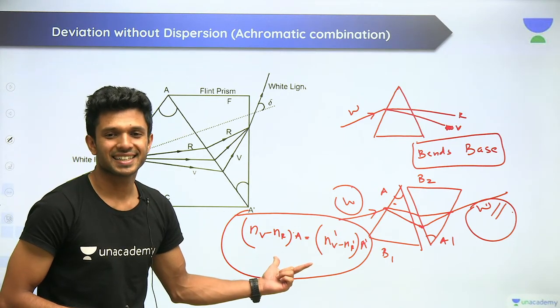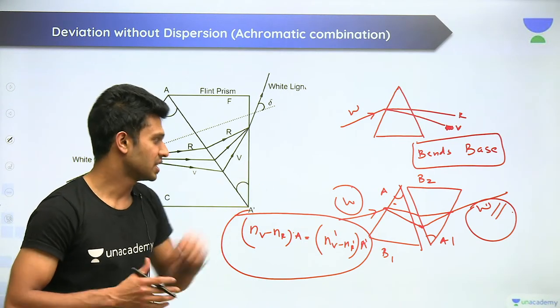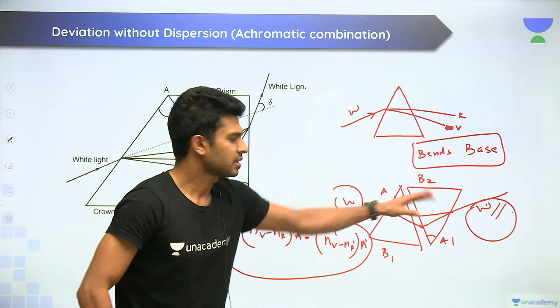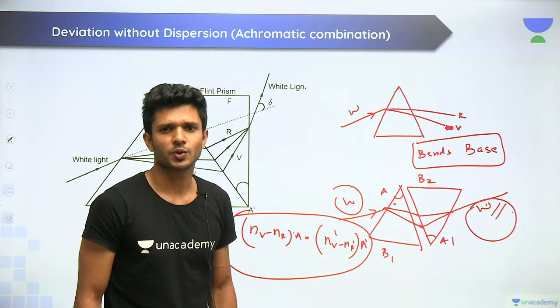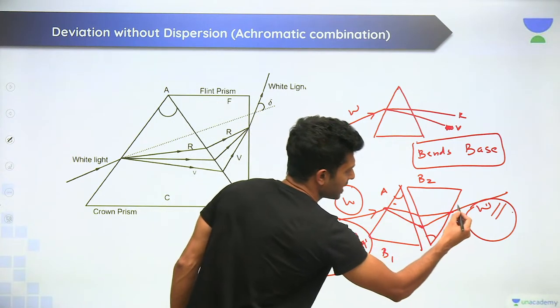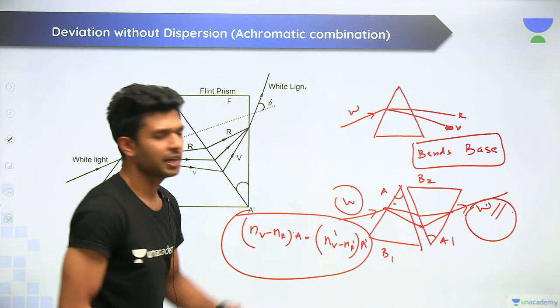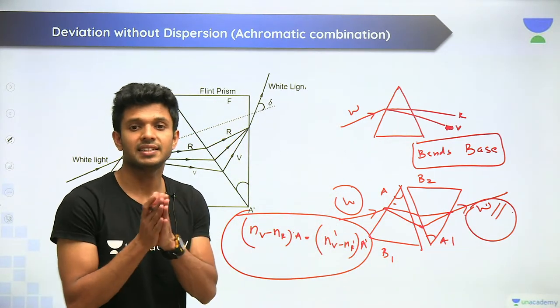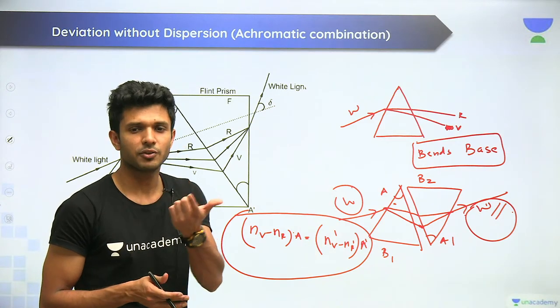Did you understand this? Okay. There is a deviation, yes or no? A light ray is passing like this and the light ray is exiting like this. How can we find out the net deviation?